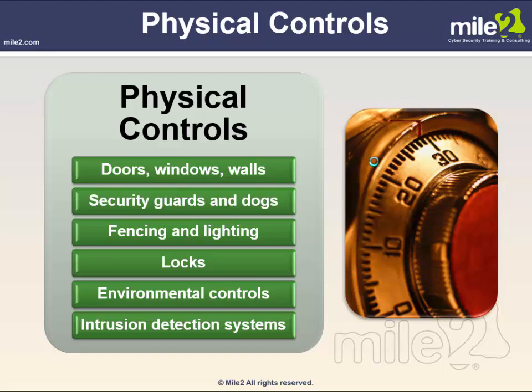Locks, right? Again, we're talking different types of locks too, and there's lots of ways we can go about bypassing some of that, and I'll be demonstrating some of that here in the up-and-coming modules as well. Environmental controls, like your HVAC stuff, making sure that the server room doesn't have too much humidity and so forth. And of course, your intrusion detection systems as well. And these could be cameras, things of that nature as well.